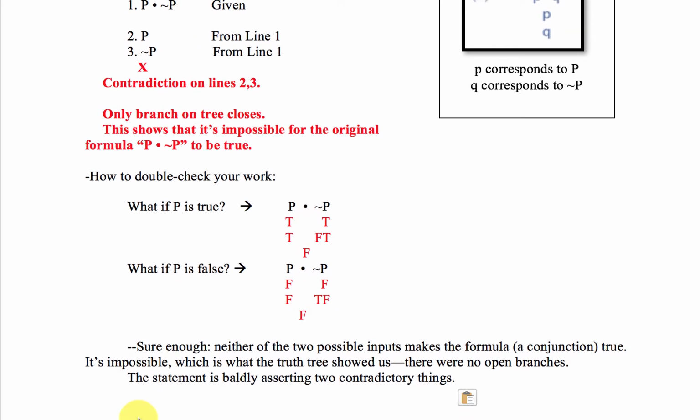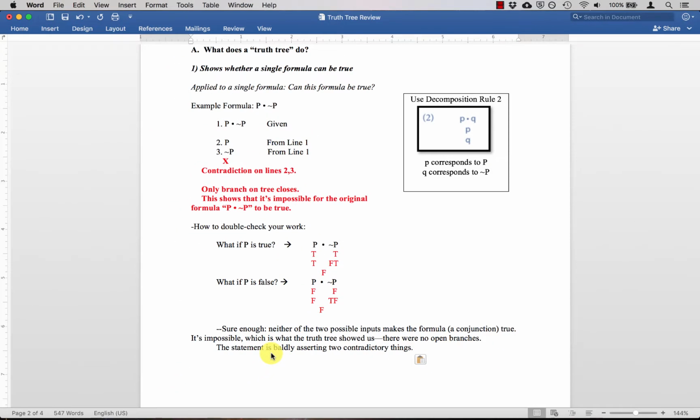To sum up, us double checking our truth tree work, neither of the two possible inputs for that formula, P being true or P being false, makes the formula as a whole, the conjunction, true, which is another way of saying it's impossible for the formula to be true. There are no open branches. And in this case, it's obvious why this formula can't be true. It's asserting two contradictory things, P and not P.